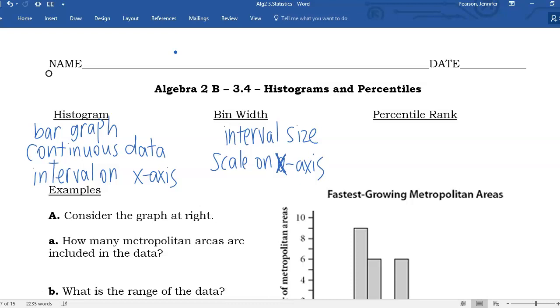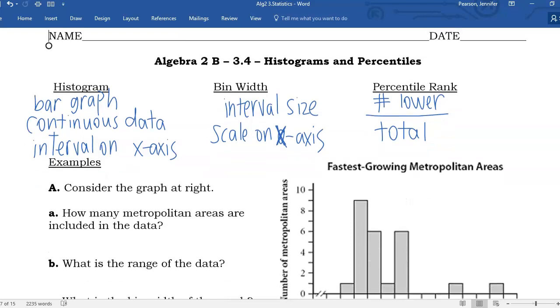And one more definition, percentile rank. That's the number lower than. So if you were told you're in the 60th percentile for height, that means there are 60% of people lower than you, okay? Let's try a couple problems.